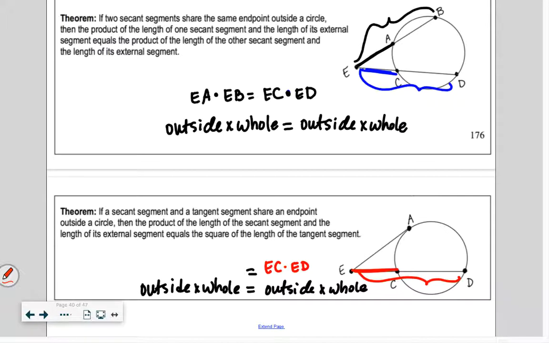Do you guys see outside times whole? What do we think outside times whole is when we have a tangent segment? Outside is EA. Isn't that the whole thing too? Yes. Times itself. EA times EA. In other words, EA quantity squared, right? EA squared.